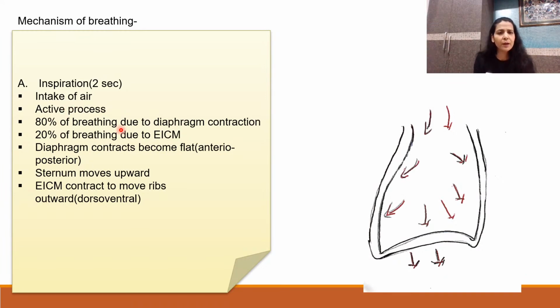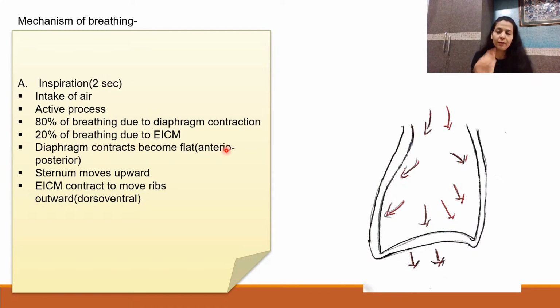80% of inspiration is due to the diaphragm. What happens to the diaphragm? The diaphragm contracts and becomes flat. Please remember this word: anterior-posterior. Anterior end, posterior end. So it becomes flat from anterior to posterior end. These are technical terms which are used in the NCERT syllabus also. Please pay attention. The diaphragm becomes anterior-posterior flattened.